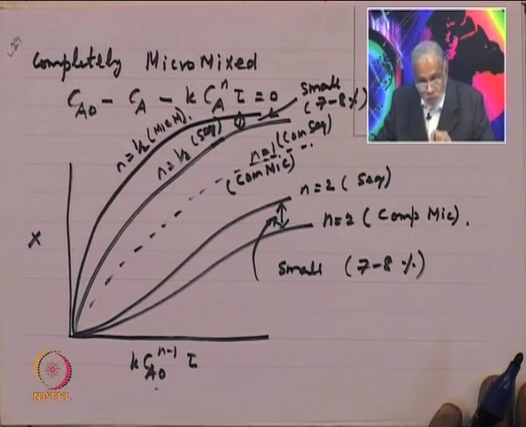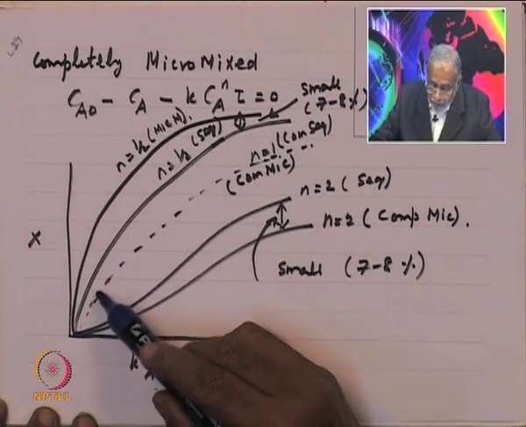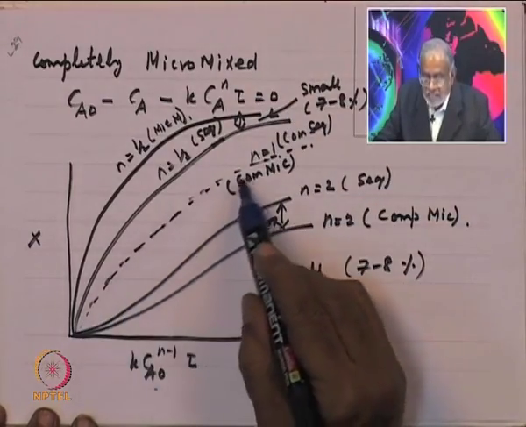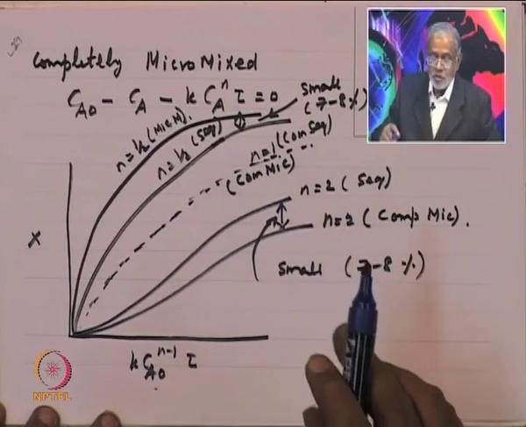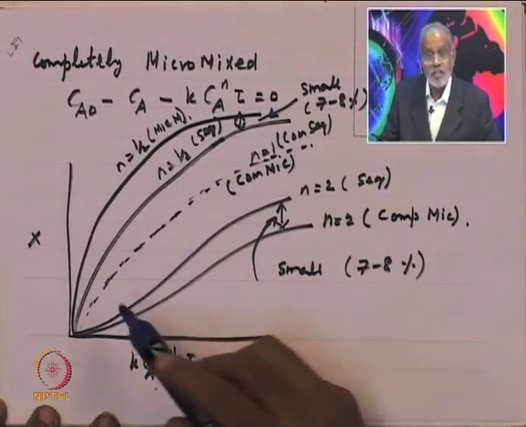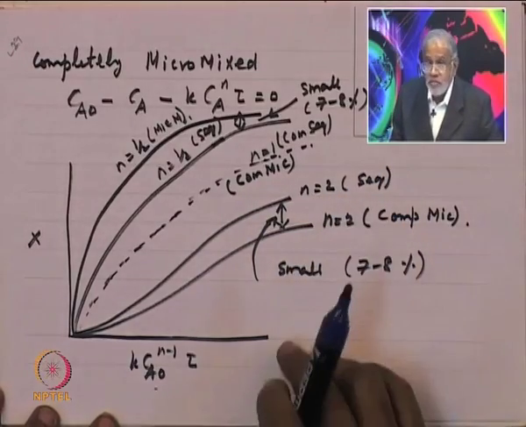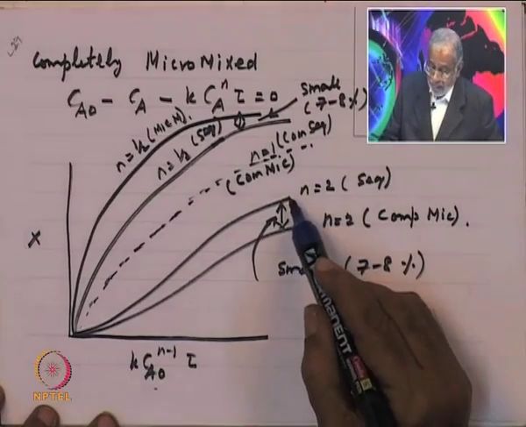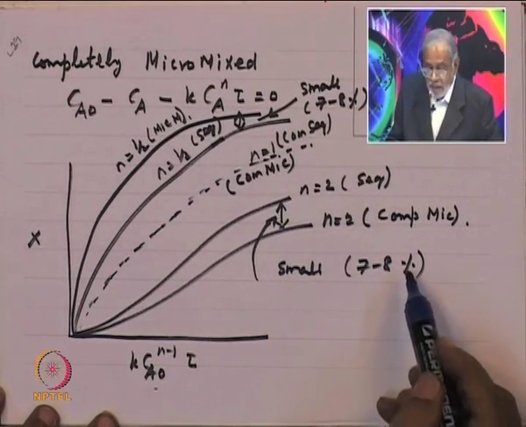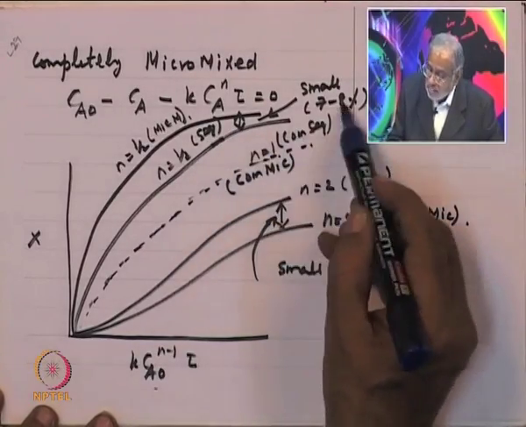Okay. Now, when we do this for both the completely segregated model and the completely micromix model, for first order reaction the results are the same. Or in other words, whether you use the completely segregated model or completely micromix model, you get the same result if it is a first order process. Okay. Now, if it is a second order process, we find that between completely segregated and completely micromix, there is a difference of roughly about 7 to 8%. And if the order of reaction is less than 1, we also find a difference. Once again, I have shown the difference, once again 7 to 8%.